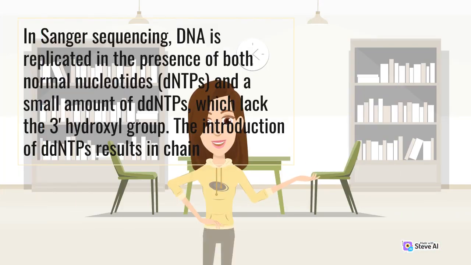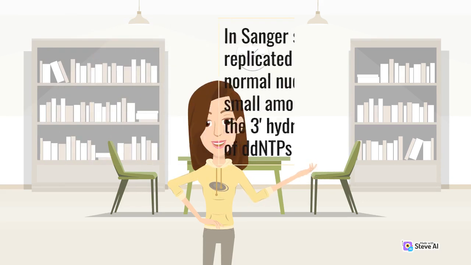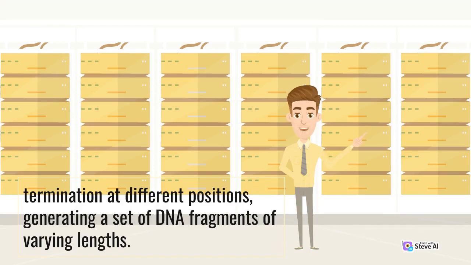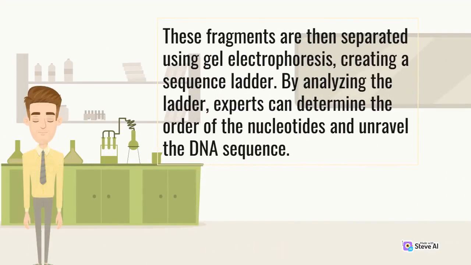In Sanger sequencing, DNA is replicated in the presence of both normal nucleotides, dNTPs, and a small amount of ddNTPs, which lack the 3-hydroxyl group. The introduction of ddNTPs results in chain termination at different positions, generating a set of DNA fragments of varying lengths. These fragments are then separated using gel electrophoresis, creating a sequence ladder. By analyzing the ladder, experts can determine the order of the nucleotides and unravel the DNA sequence.